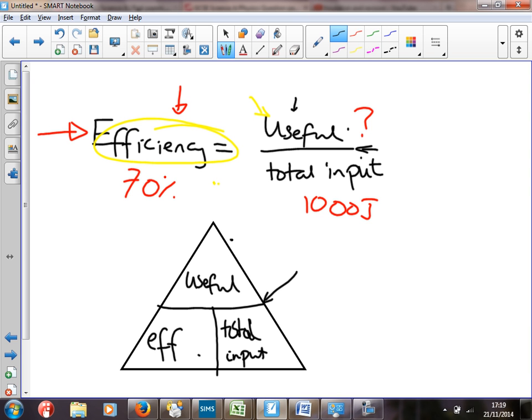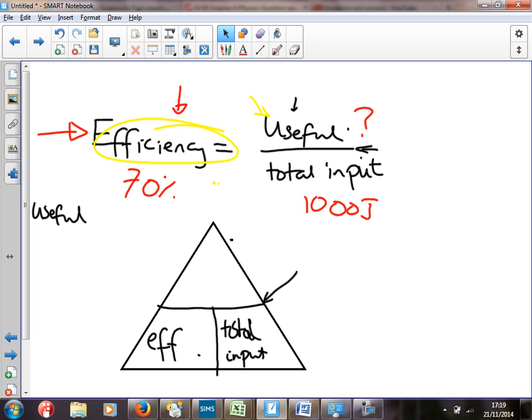Simple. Right, now comes the easy bit. You're going to use this triangle to rearrange the equation, and in order to do that, you simply hide or get rid of the thing you want to find. Now all I'm left with is efficiency on the bottom next to total input. And we know that because they're next to each other, that actually means they are multiplied together.